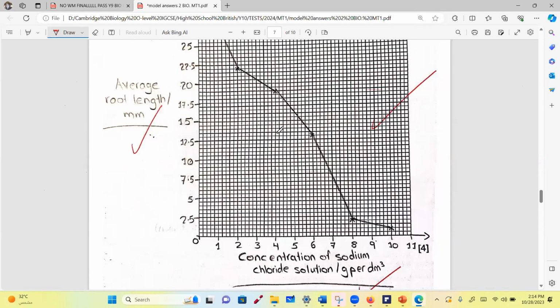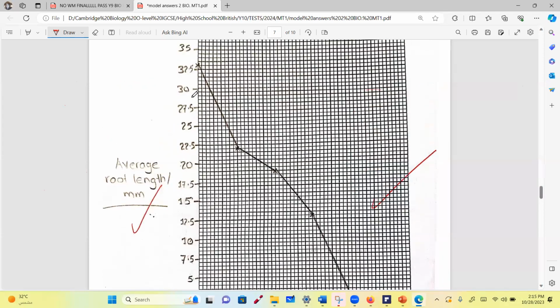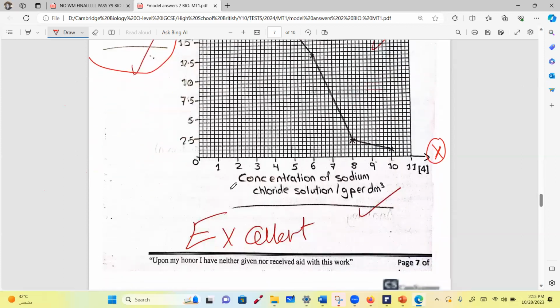Now her graph was perfect. What is plotted on the x-axis, everyone? The independent or the dependent variable? Independent variable, which was the concentration. And what is plotted on the y-axis? The dependent. So why is this a perfect graph?